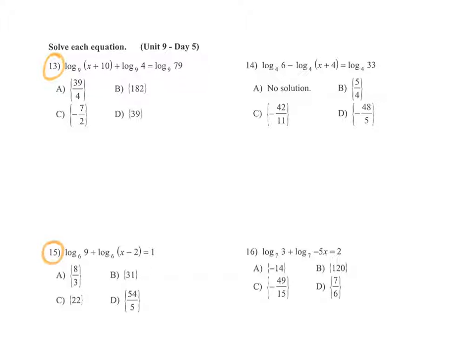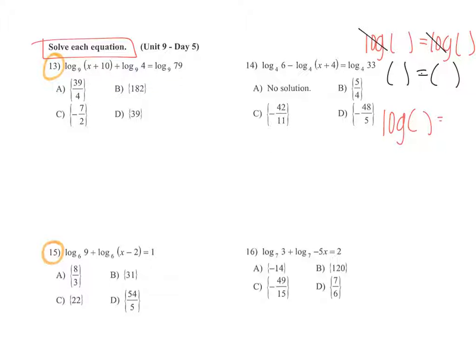So number 13 says to solve each equation. There's two different methods that we have to use when we're solving equations. One of them is to cross off logs on all sides of the equal sign, and the other one is to use the loop method. If you result in an equation that has log of something equals log of something, your method is to cancel them and set your somethings equal to each other. If you end up with log of something equals a number, your method is to loop. So again, log on both sides, cancel them out. Log on one side, loop.